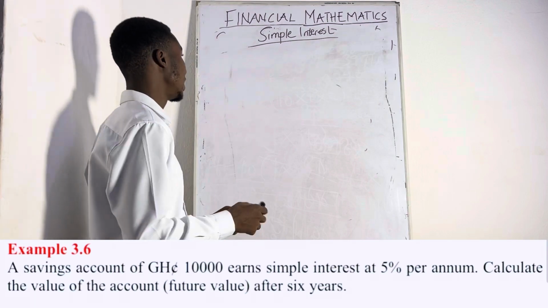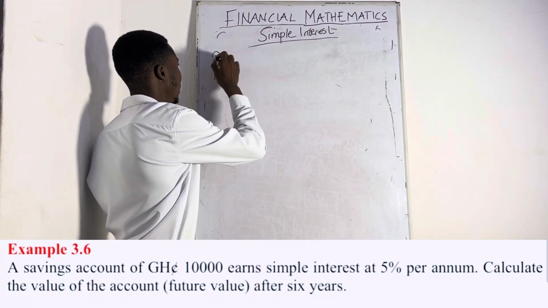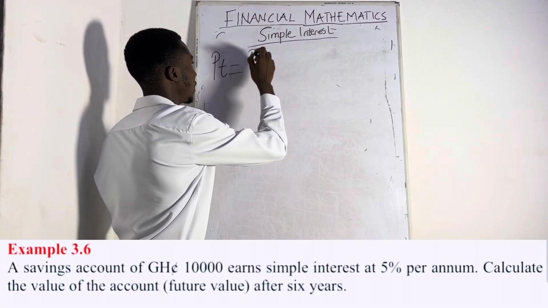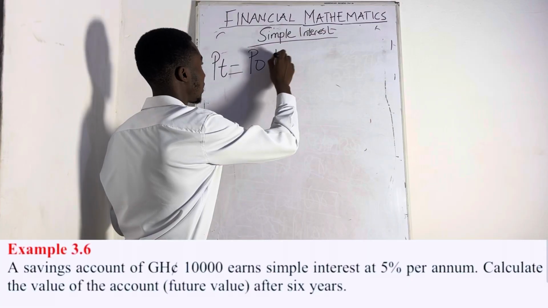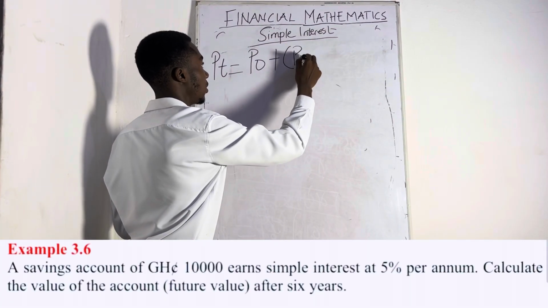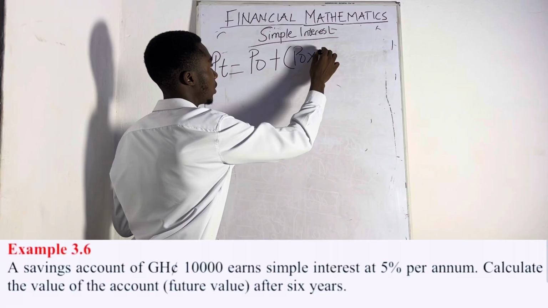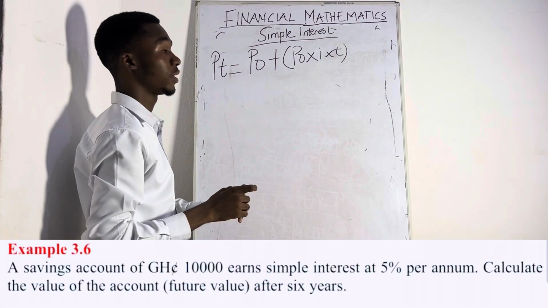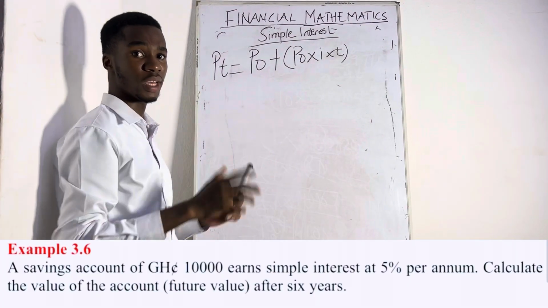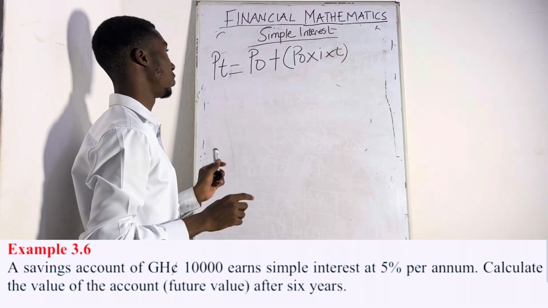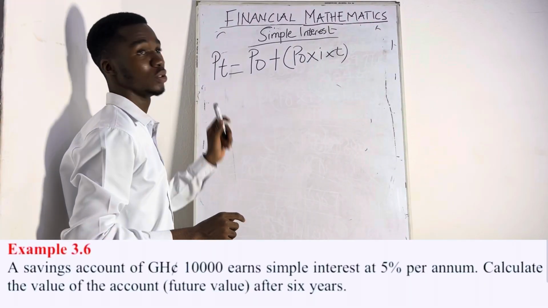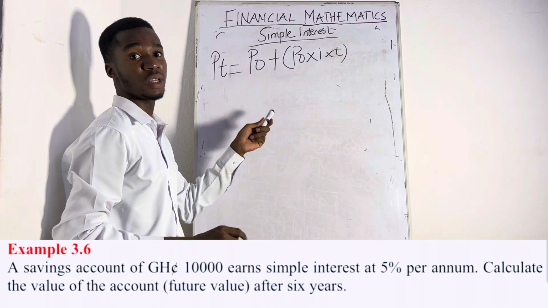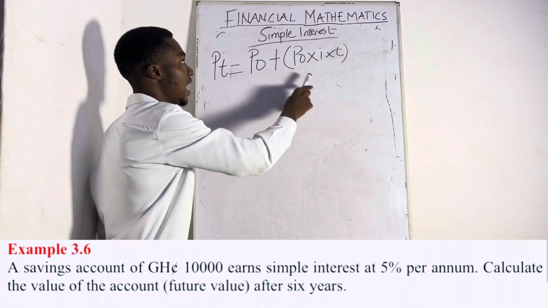And I said the future value is represented by the PT. And what's the formula for the PT? The PT is the P0, which is the principal, plus the principal times the interest rate times the time. So this is the formula for the PT, the future value. Just put it to your head. When the question asks you to find the future value and it's simple interest, this is the formula you use. PT is your future value. P0 is the present value or the principal. The principal is the same as the present value. Then I is the interest rate.